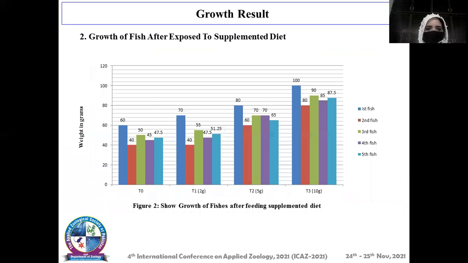This one is the second graph for the second table. Here we can see a clear difference between the growth. The concentration of neem in the experimental diet is 2 grams in T1, 5 grams in T2, and 10 grams in T3.